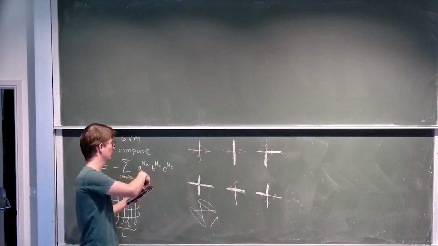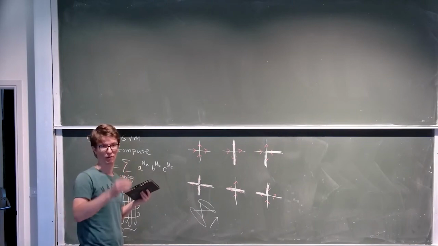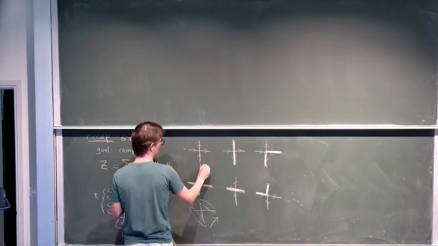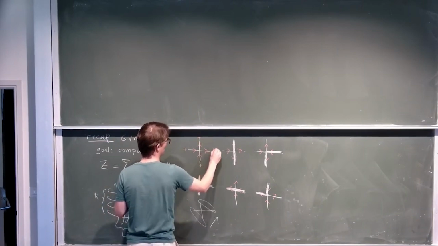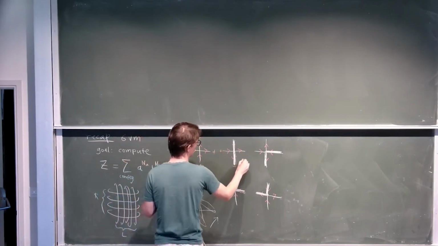And then the third type of degree of freedom was some sort of classical spin. It's some sort of variable which only has two values. So let's say it's plus for the arrows pointing where there's no path, and a minus if there's a path.